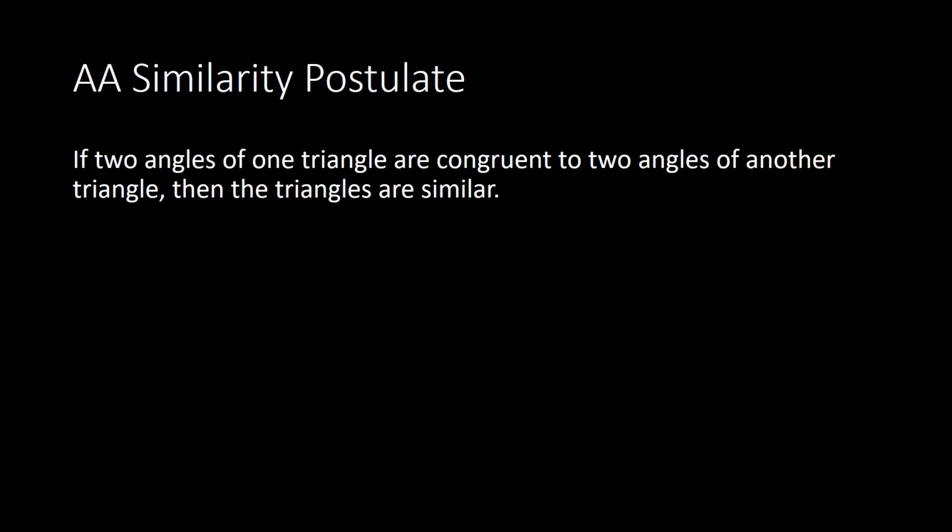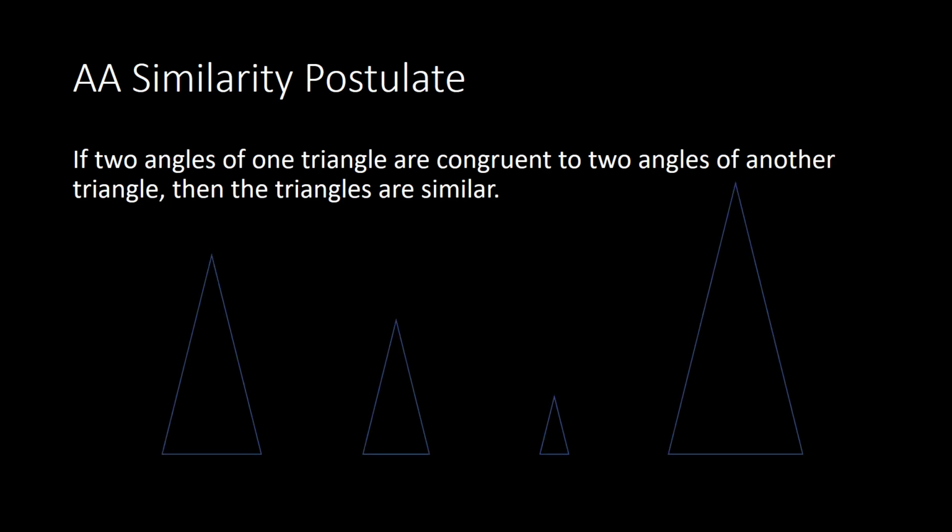So that's what the angle-angle similarity postulate says, that if we have two angles of one triangle congruent to two angles of another triangle, then the triangles are similar. So this is a postulate, meaning we do not need to prove this. Okay, this is just kind of common sense if you were to think through this.